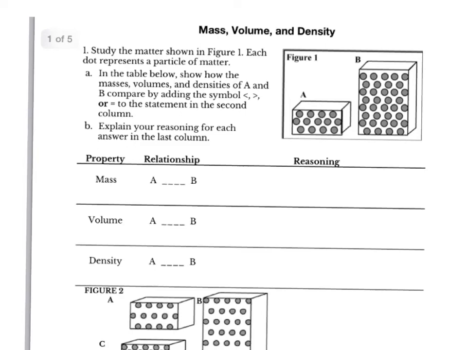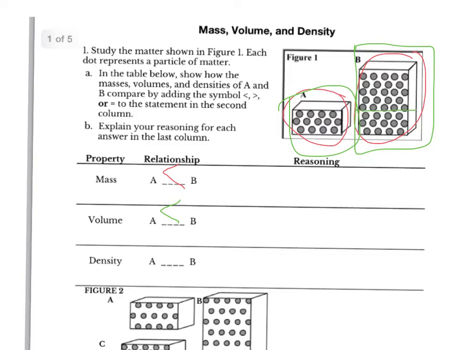In this mass, volume, and density worksheet that we had, you can see here that there are fewer particles in A than there are in B, so the mass relationship is A is less than B. The volume question: the box in A is smaller than the box in B, which means that the volume of A is less than B, but proportionally they're by about the same amount.